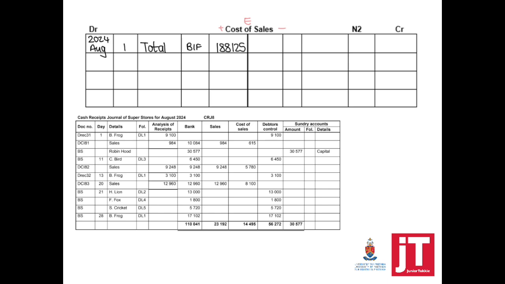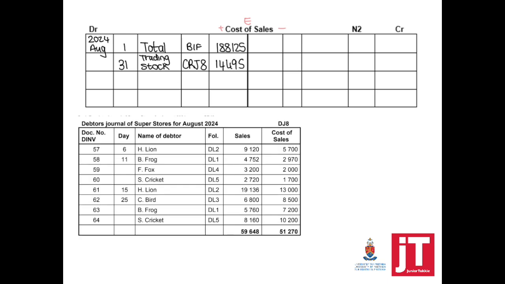Posting from the cash receipts journal, cost of sales will always be debited. What is the contra account? Trading stock. Do not write bank. The cost goes into trading stock and cost of sales. From the debtors journal, cost of sales will always be debited. Which account is going to be credited? Trading stock. At the end of the month, total, there's nothing on the credit side, so we can just total that.